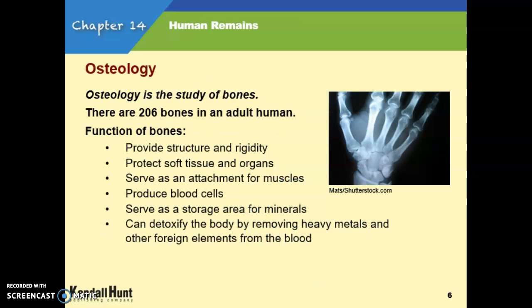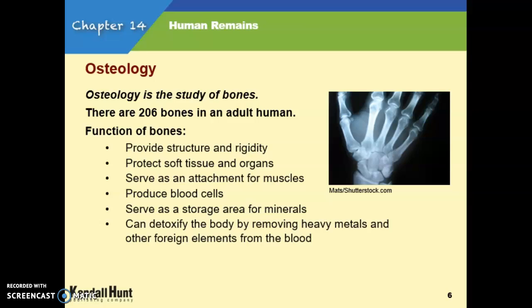Osteology is another part of this, and specifically the study of bones. So there are 206 bones in an adult human. In children, there are more because you have smaller bones that fuse together. And these provide structure and rigidity. They protect your soft tissues and your organs. They give your muscles and tendons a place to attach. Also, within your bones, you have marrow that helps produce blood cells, and they serve as a storage area for minerals like calcium, right? And they can also help detoxify the body by removing heavy metals and other foreign elements from the blood.